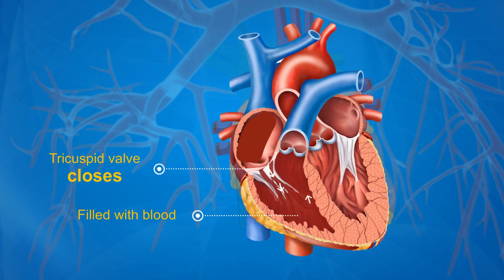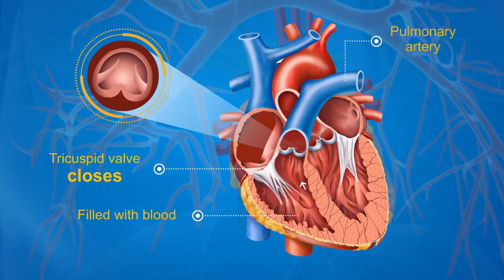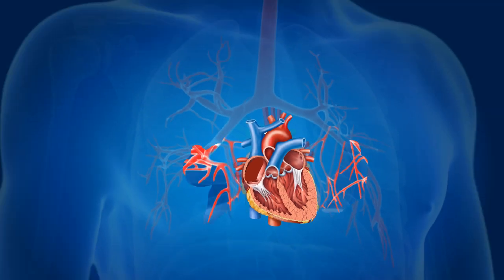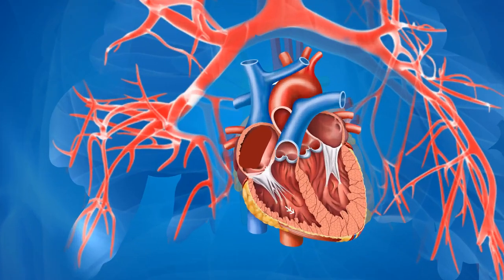Now the right ventricle contracts and the semilunar valves open. The deoxygenated blood is pushed into the pulmonary artery, which transports it to the lungs for oxygenation. At the end of the ventricular contraction, the semilunar valves close. In the lungs, the exchange of gases takes place and the blood gets oxygenated.